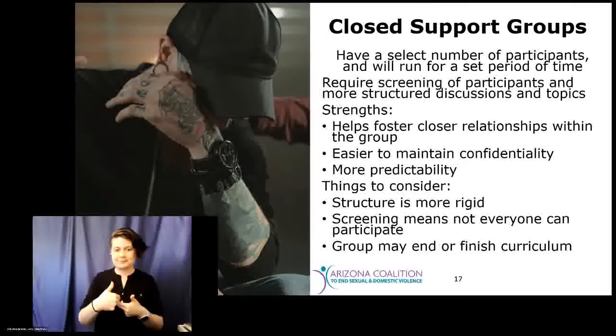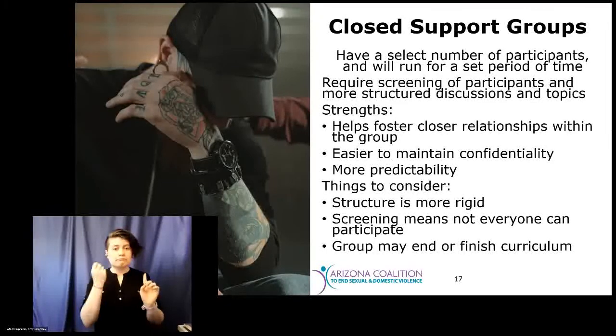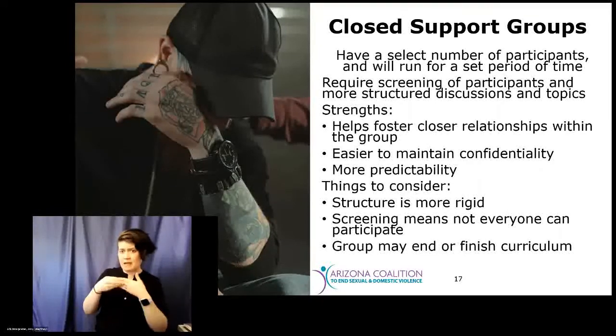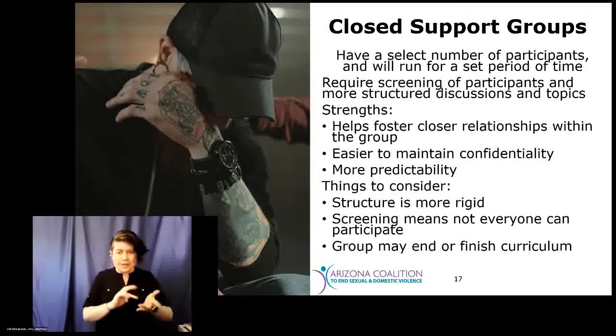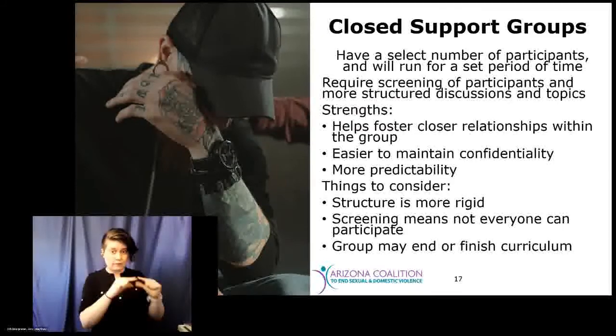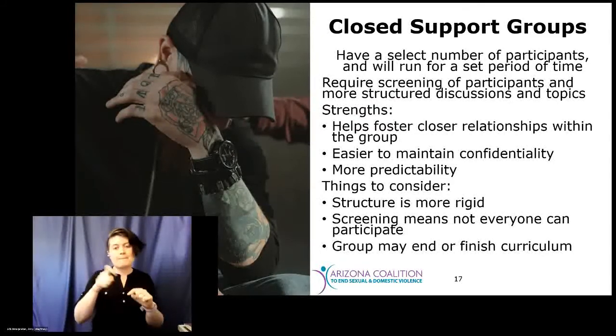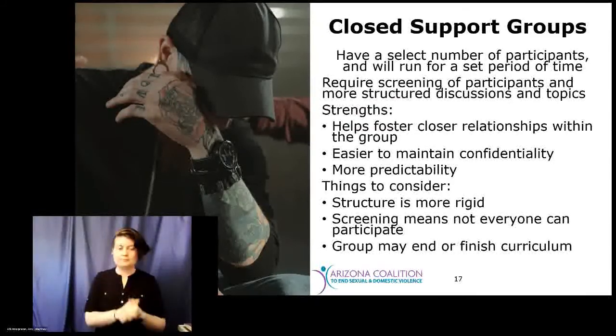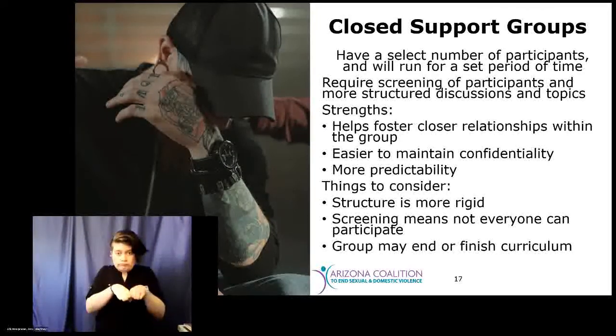On the opposite side, because of this rigid structure, this may not be the group for survivors who would like more flexibility. Additionally, if we're screening people into services, that ultimately means that we're screening people out of them. And if someone wants to join this type of group after the group starts, they will have to wait till the group session starts over again. Also, closed groups run for a select number of weeks, so this may not work for survivors who want continuous support from a support group.